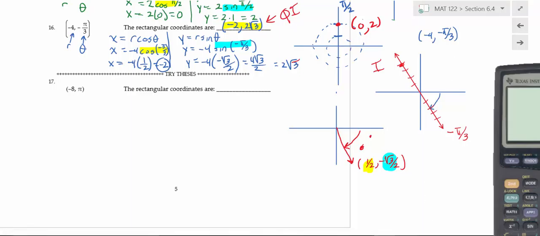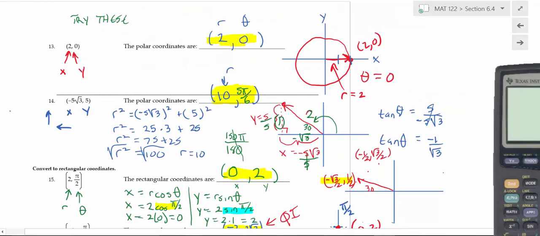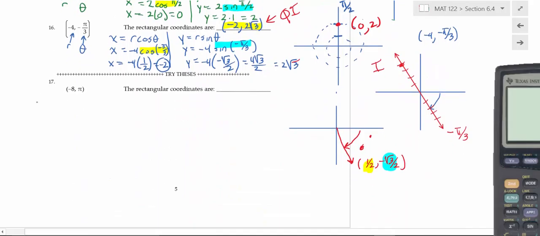Okay, so I'm going to let you all work on number 17 and number 18 on the next page. I'm going to go ahead and pause and give you a few minutes to work on 17 and 18.